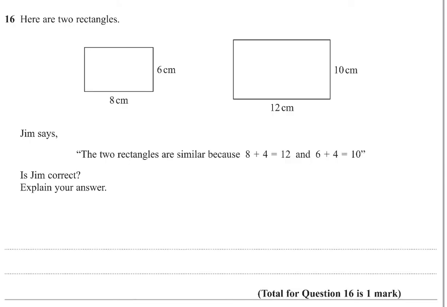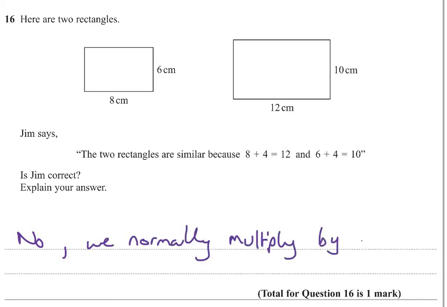Okay, here are 2 rectangles. Jim says the 2 rectangles are similar because 8 plus 4 equals 12 and 6 plus 4 equals 10. Is Jim correct? Well, no, he's not, because we'd normally multiply by a scale factor to get to the other rectangle. So no, we do multiply by a scale factor.